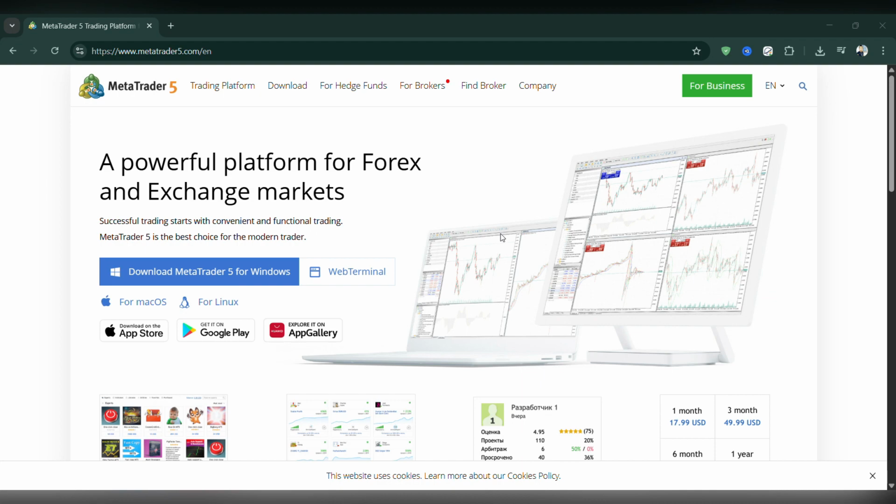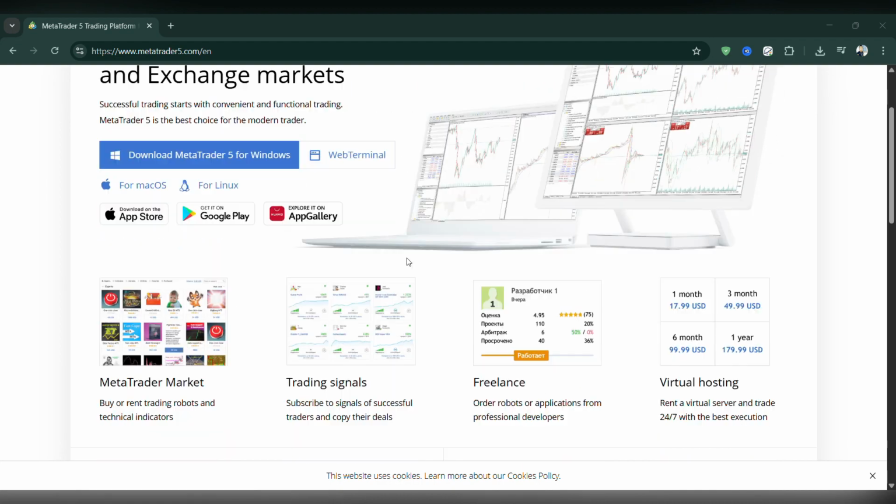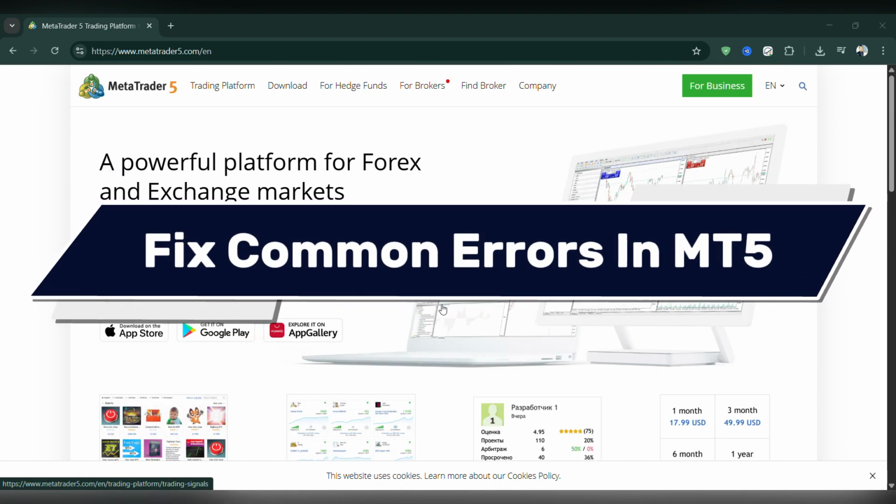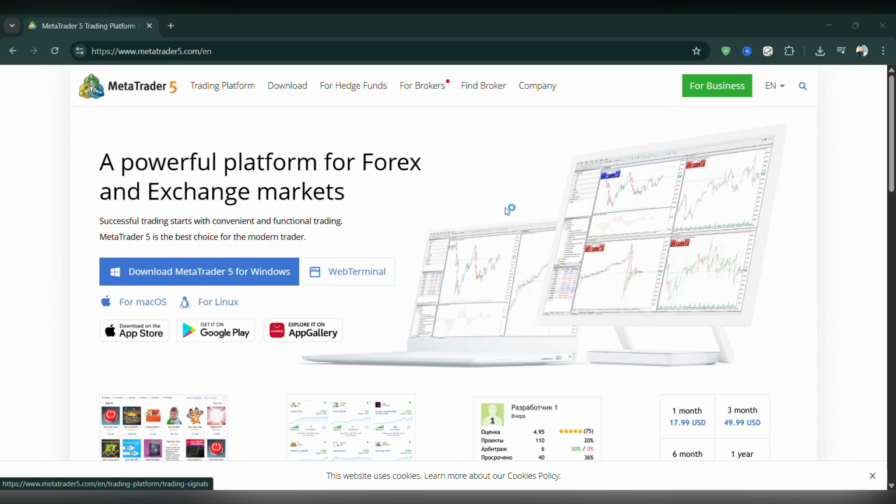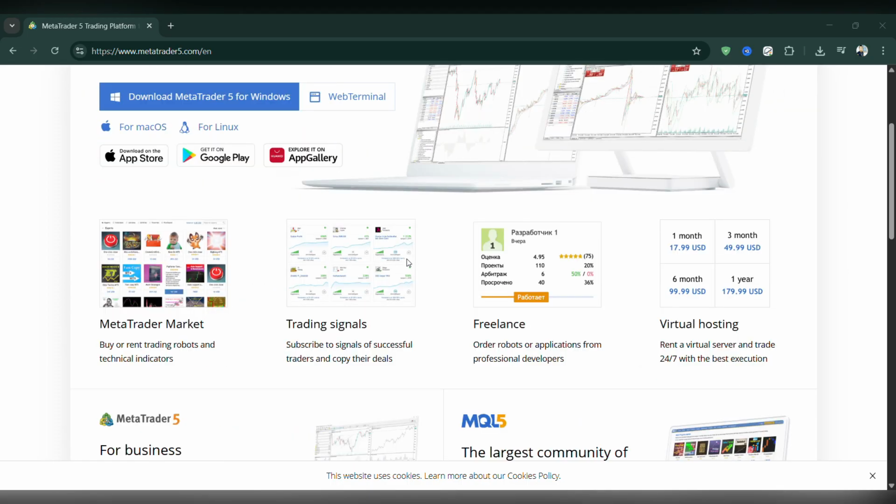Hey traders, in today's video we're going to talk about how to troubleshoot some of the most common issues you might face with a MetaTrader 5 trading platform, also known as MT5. If your charts freeze, prices stop updating, or you keep seeing no connection, don't worry, I've got you covered.